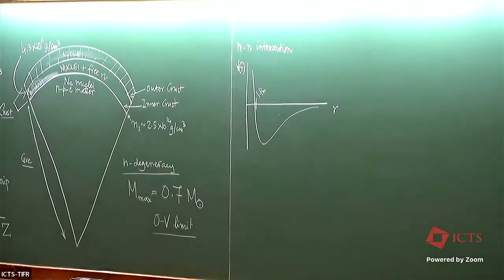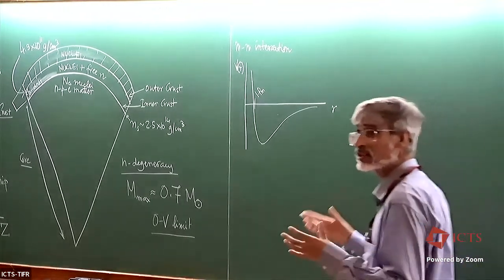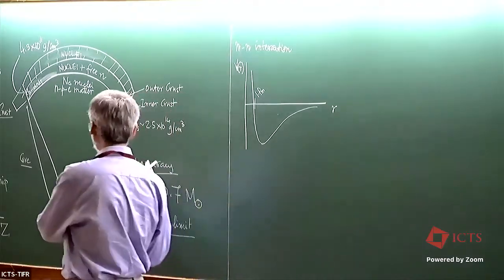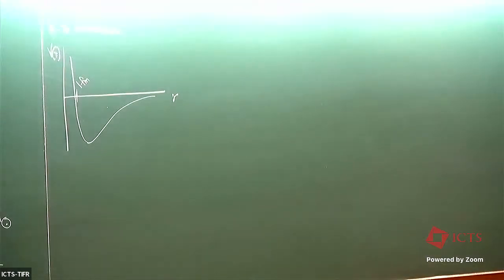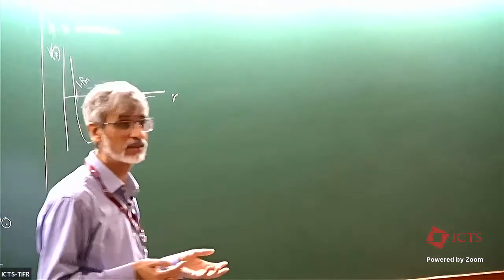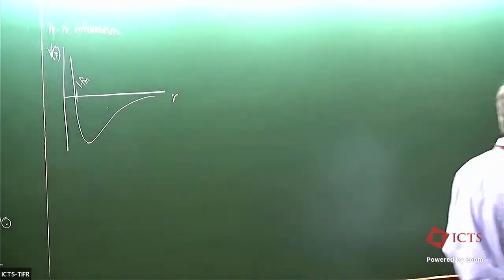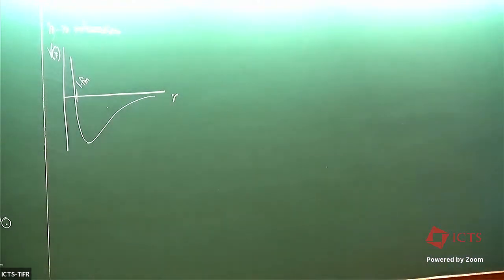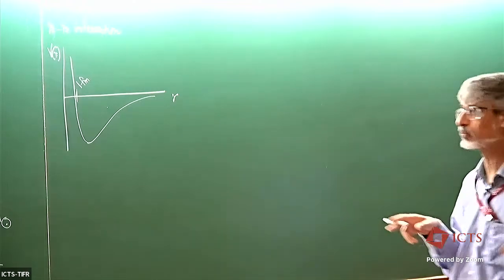So when you take these nucleons, the nucleons are not interaction free. This neutron degeneracy pressure that we have talked about is for a non-interacting gas. In an interacting gas, you have to put in the interaction potential as well, and find the total force.